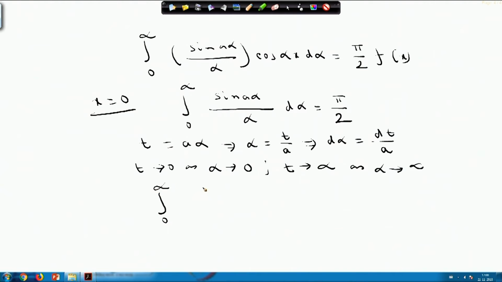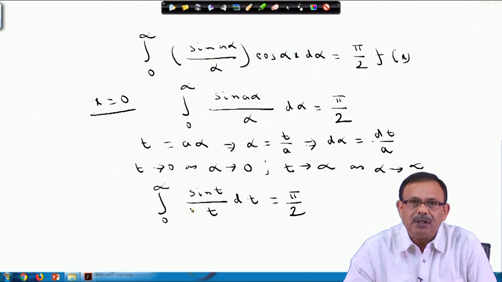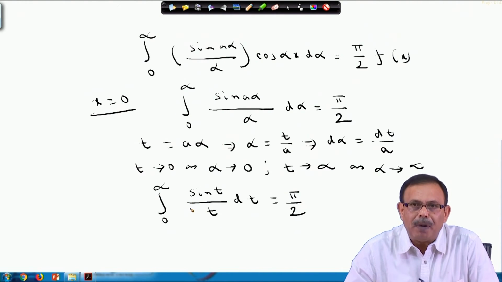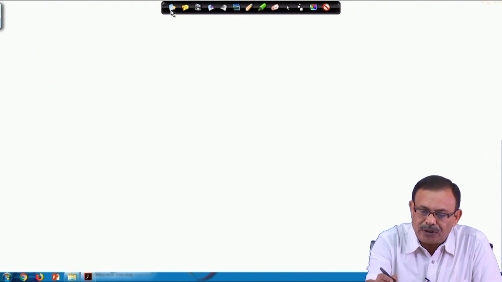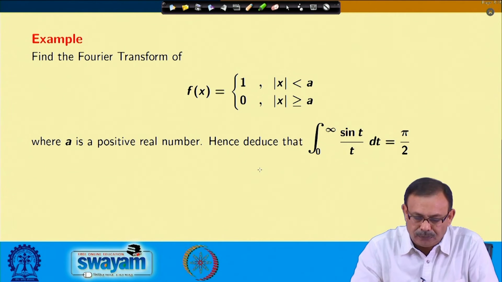So, 0 to infinity. Now, this will become sin t by t. This A will be cancelled over here, so sin A alpha becomes sin t, and alpha equals t by A. This A will be cancelled from dt by A. So, the integral of sin t by t dt is equal to pi by 2, which completes the proof that 0 to infinity sin t by t dt is equal to pi by 2. So, let us see it quickly.